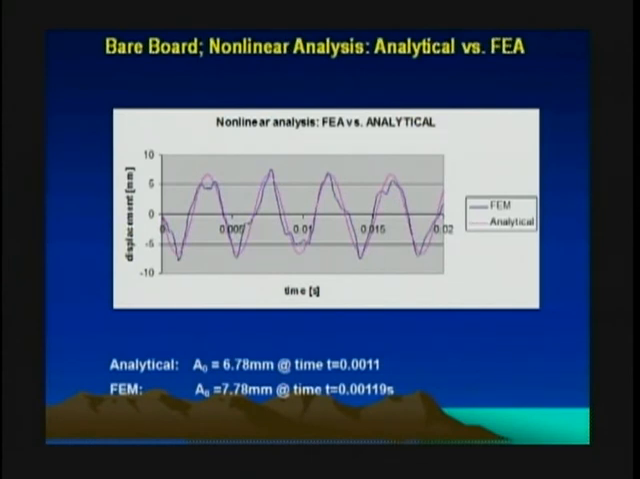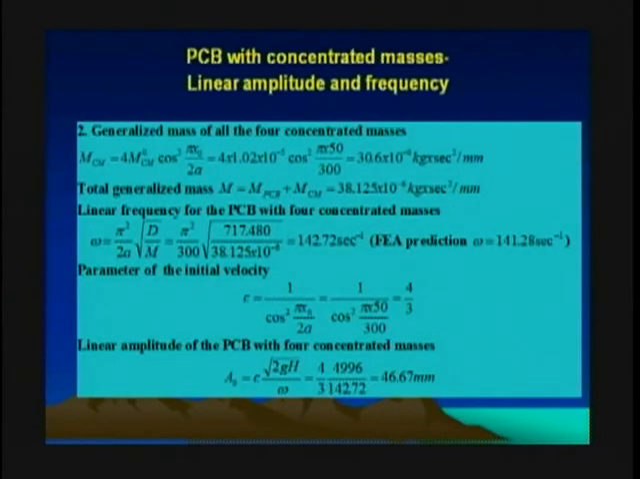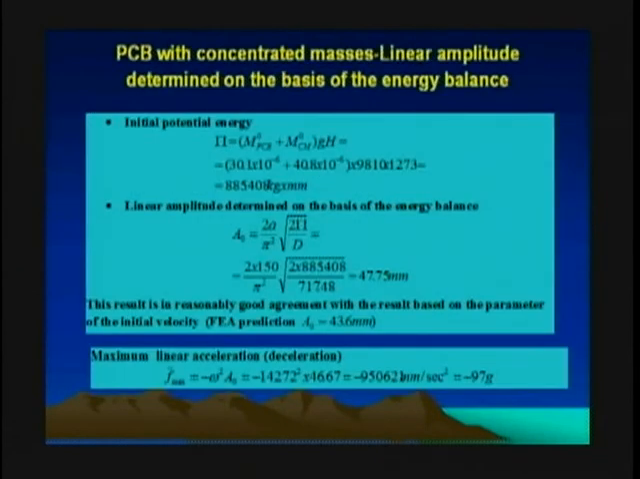And now the analytical data for its linear was 6.78. Finite element in this case was 7.78. Now with concentrated masses. So we also did all these calculations that we discussed. Look, a linear frequency for the printed circuit board with 4 concentrated masses, theoretical prediction, analytical prediction was 142, and finite element prediction was 141, same thing. And also good agreement for the amplitudes.